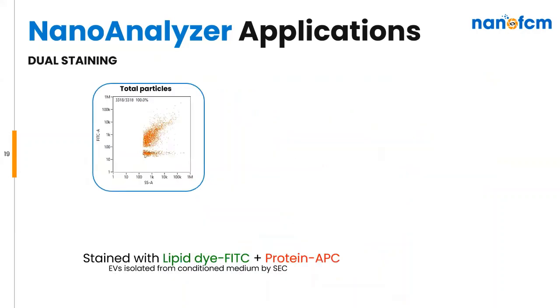So the past few examples have shown single staining. However, the NanoAnalyzer is fully capable of detecting dual staining as well, using its 2 fluorescent detectors. So here, in this example, you'll be able to see the use of dual staining to identify a specific EV subpopulation. In the blue box there, you can see the total number of particles above 40 nanometers, and this is based on the side scatter detection.